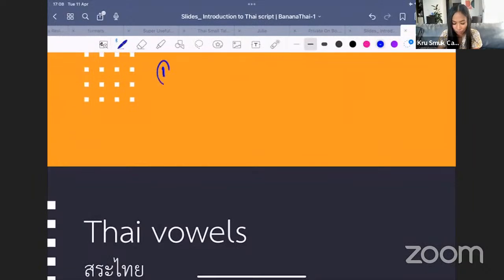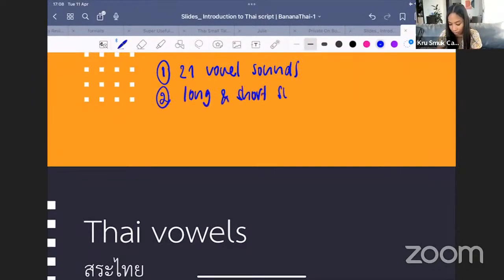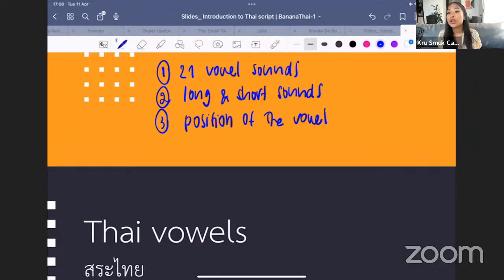First one you need to learn: there are 21 vowel sounds, but don't get scared, because many of them are separated into short and long vowel sounds. You need to learn the position of the vowel relative to the beginning consonant. So these are the main things about vowels. There is more to learn. I'm not saying that's it, but it's good to start with.